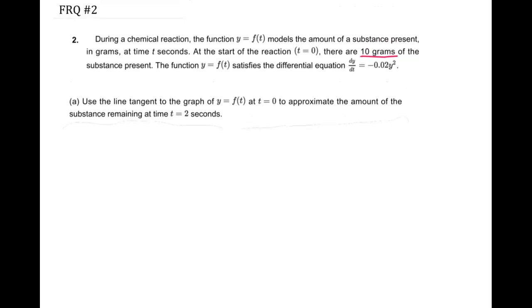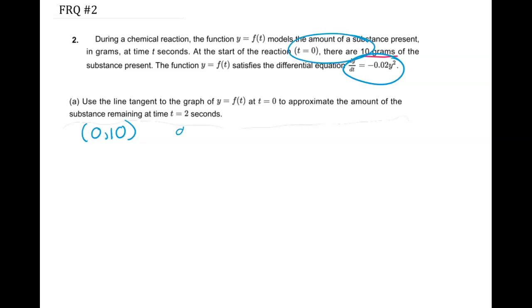In this FRQ, we have a chemical reaction, and the function for the chemical reaction satisfies the differential equation here. We want to use the line tangent to the graph at t equals 0 to approximate the amount of the substance remaining at time t equals 2. So we have our initial point to make our tangent line with: the point (0, 10), because at time 0, there are 10 grams.